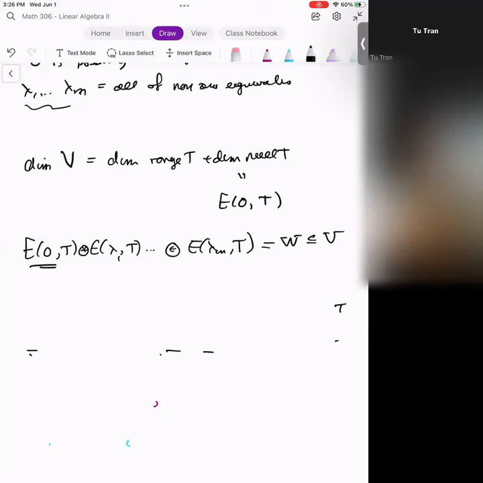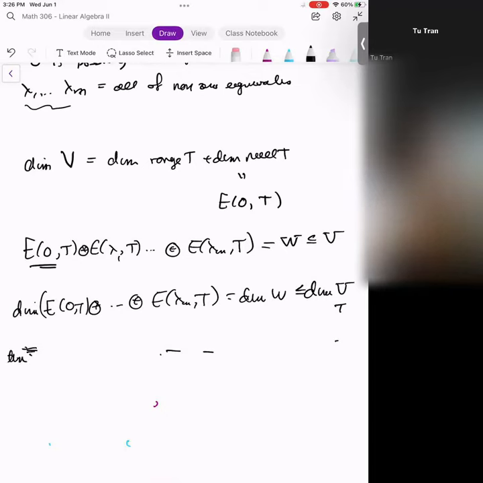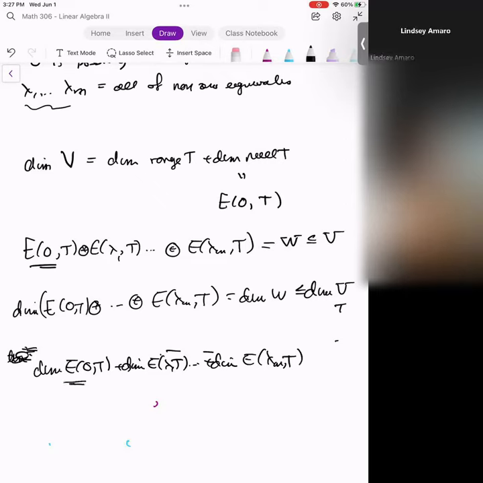Well, if we apply the dimension theorem, we get that the dimension of E of 0 T up to E of lambda m T is equal to the dimension of W, which is less than or equal to the dimension of V. On the one hand, we get now the dimension of the eigenspace associated with 0 plus the dimension of the eigenspace associated with lambda 1 up to the dimension of the eigenspace associated with lambda m. Notice that the dimension of the eigenspace of 0 is still over here.